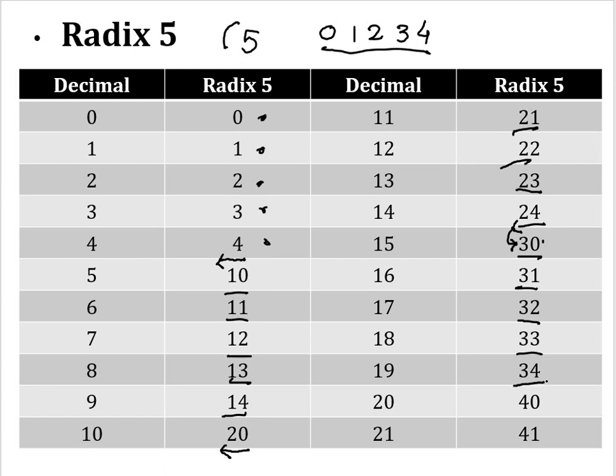Now 4 ends over here. So again we need to add 1 on the left. So 3 becomes 4 over here, and we need to start the sequence from the beginning. So that is about radix 5 equivalent to the decimal.